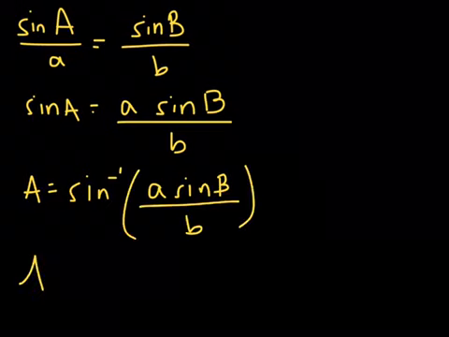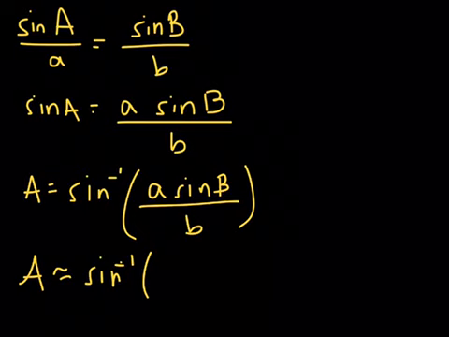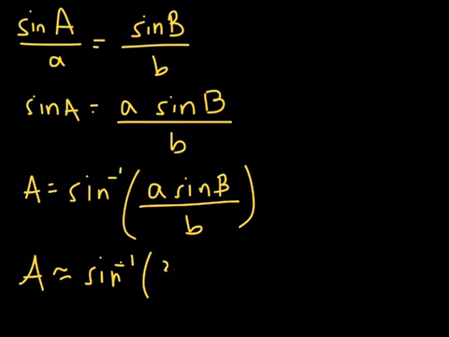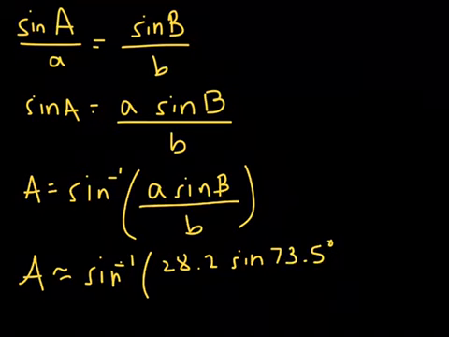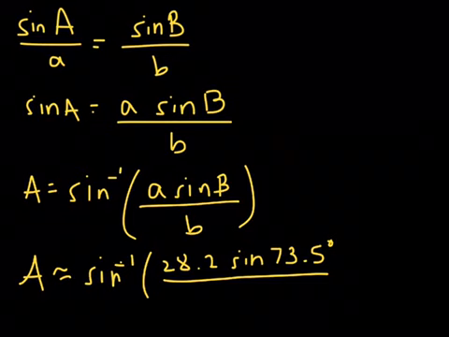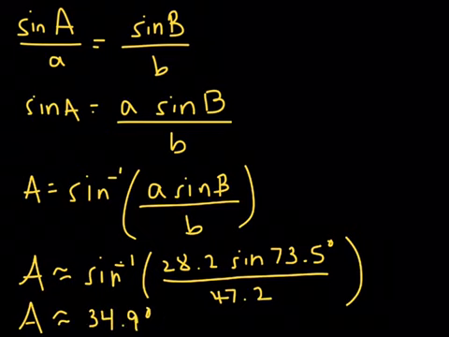So then A is approximately equal to inverse sine of, now, A was given to you. A is 28.2. Sine of angle B, and B was given, 73.5 degrees. Don't forget to divide this by side B, which we found, 47.2 feet. Let's punch all this into the calculator. Rounding to 3 significant digits, I get 34.9 degrees for angle A.